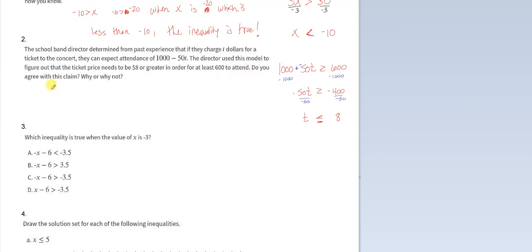So I'm going to say no, I disagree. The tickets need to be $8 or less to have at least 600 in attendance, is what I would say. And there's my show work to kind of back it up too. Alright, so that's number 2 for lesson 14.